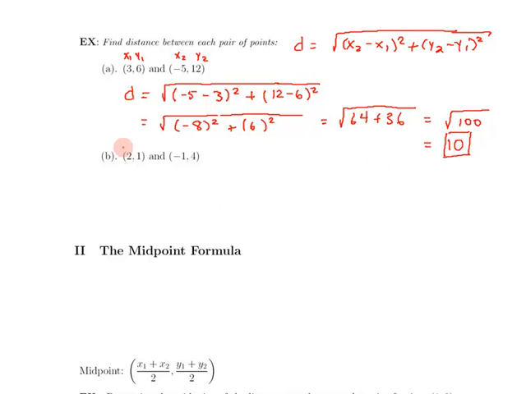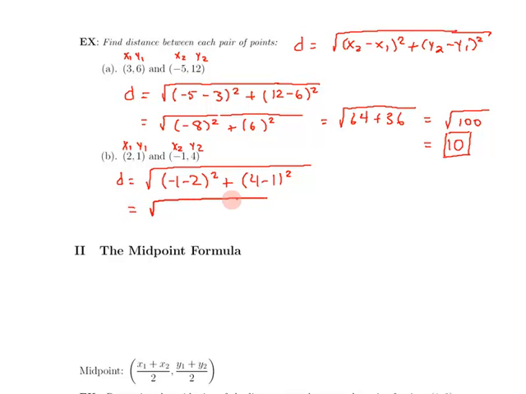Let's do another one. Call this x1, call this y1, call this x2, and y2. So distance would be the square root of negative 1 minus 2 squared, that's x2 minus x1, plus 4 minus 1, quantity squared. That gives me negative 3 squared plus 3 squared, which would be the square root of 9 plus 9, or the square root of 18.